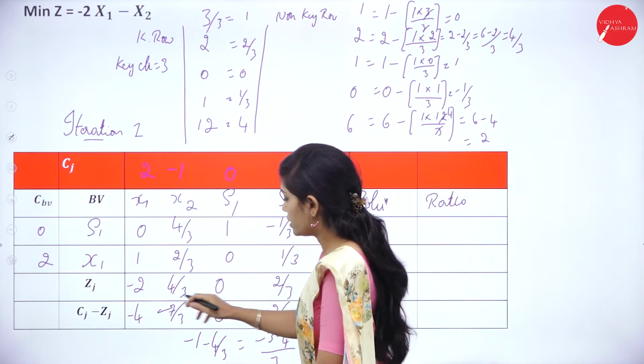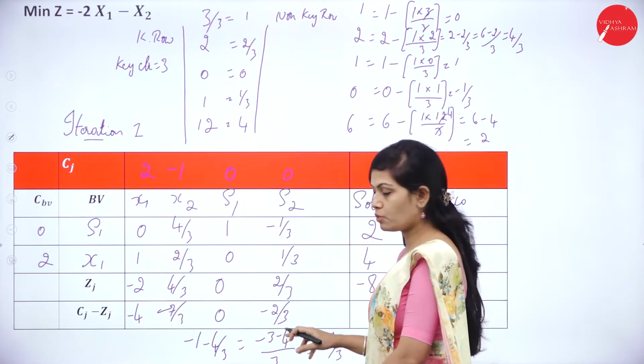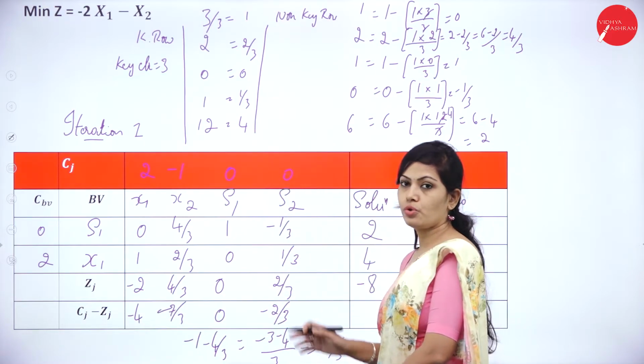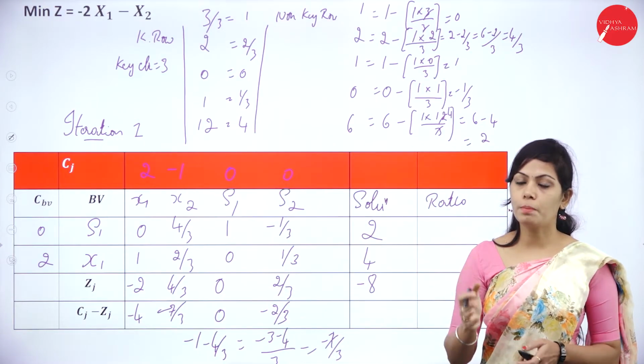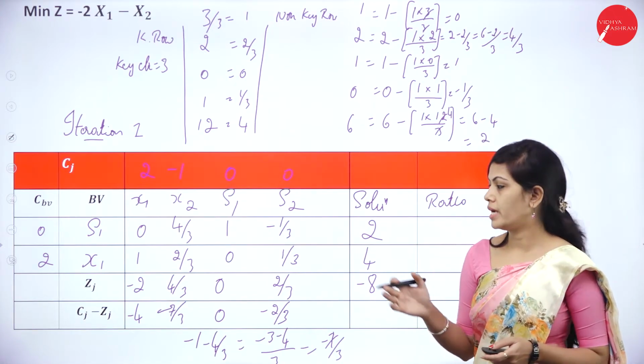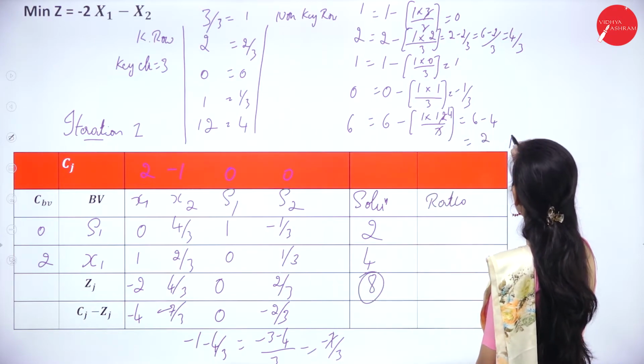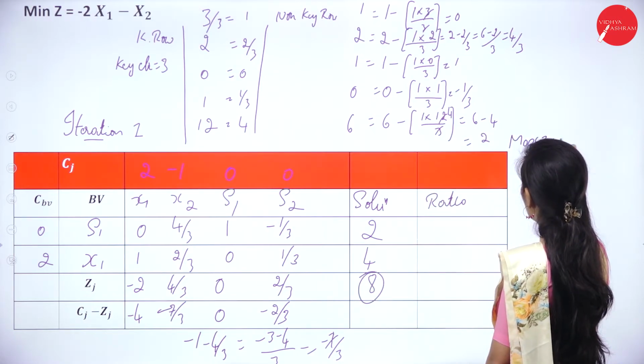We just cross verify this. Do we have any positive value? No positive value. We have negative, negative, 0 and negative. So it satisfies the optimality condition. So max z is equal to 8.